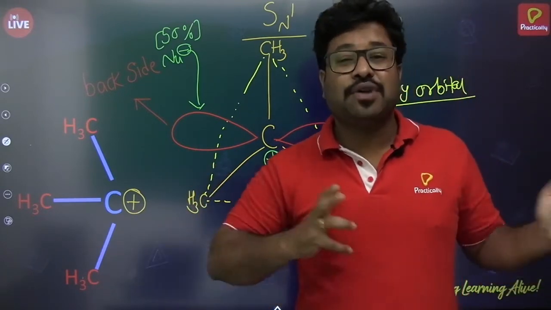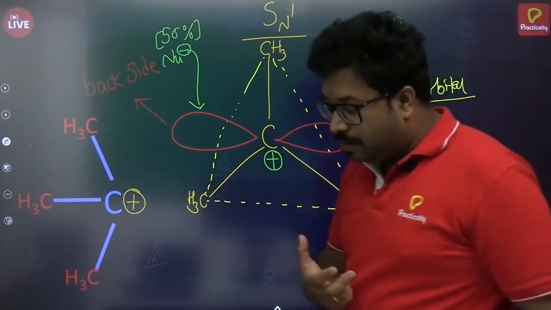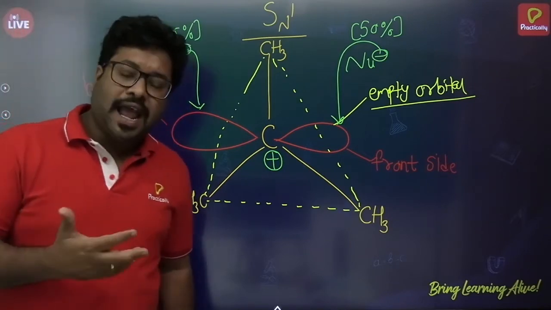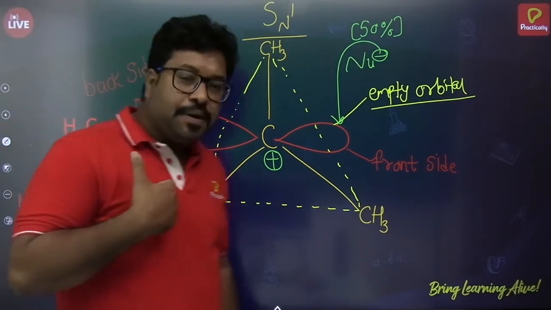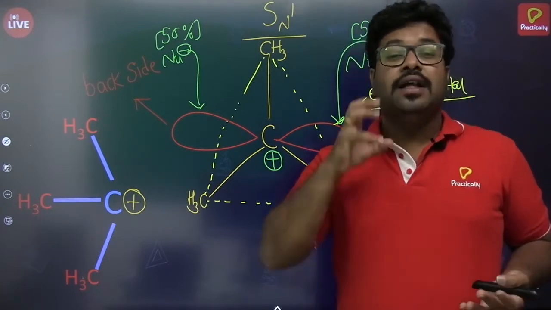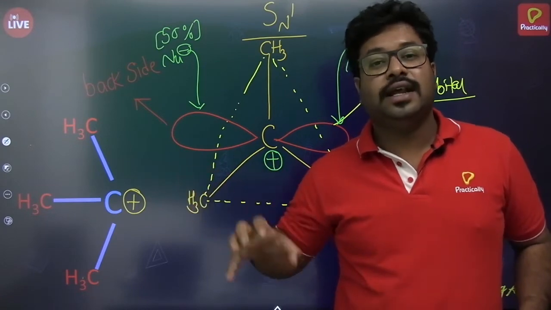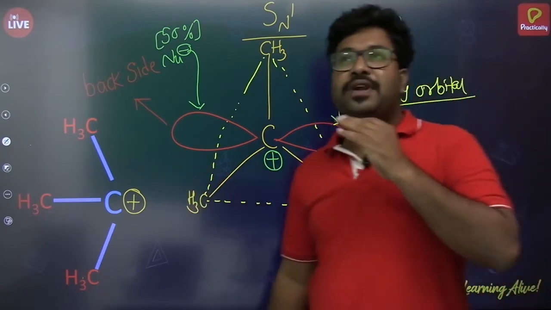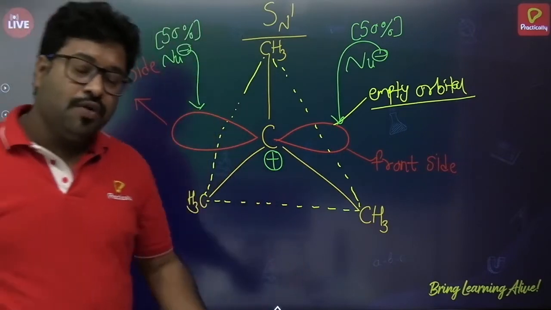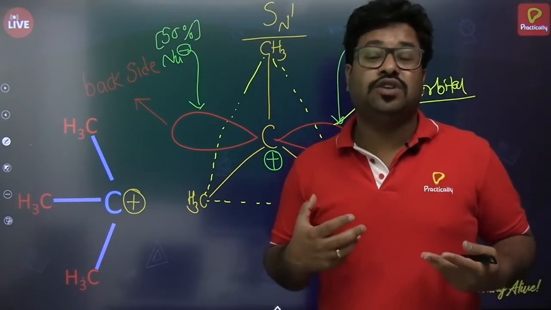Because attack from both the sides was equally probable, equally possible, and that is why it attacked from both the sides. So as we all know, if it tries to attack from the front side, there will be a retention of stereochemistry. If it attacks from the back side, we had seen in SN2 that whenever it attacks from the back side, there is an inversion of stereochemistry.